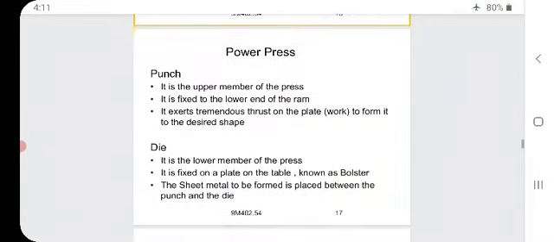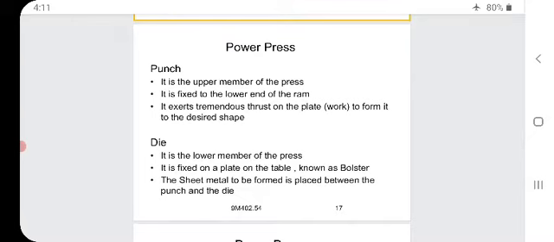Punch. Our next topic is the punch. It is the upper member of the press. It is fixed to the lower end of the ram. It exerts tremendous thrust on the plate to form it into the desired shape.